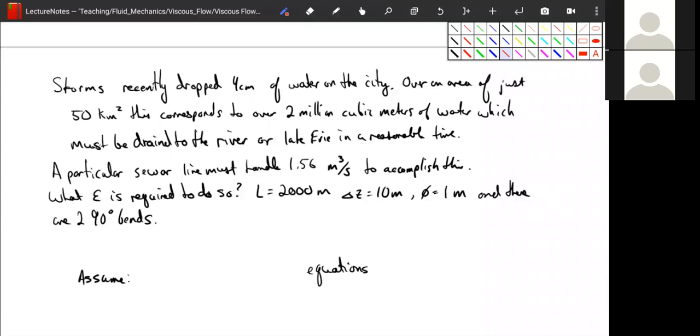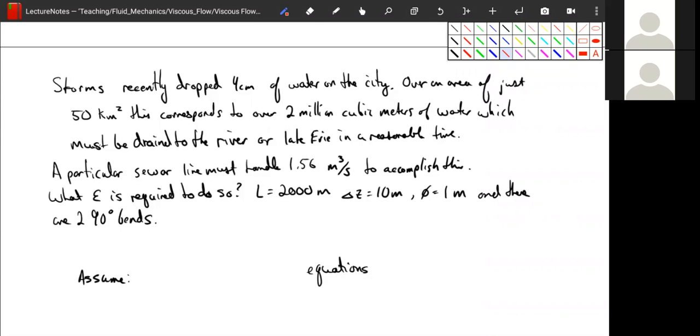Okay, fall storms recently dropped, let's say, 4 centimeters of water on the city. Over an area of just 50 kilometers squared, this could correspond to 2 million cubic meters of water, which must be drained to the river or to Lake Erie in a reasonable time to prevent flooding, right? So a particular sewer line must handle 1.56 meters cubed per second in order to accomplish this.